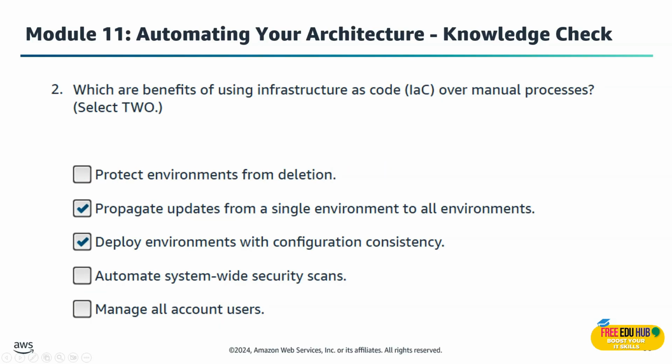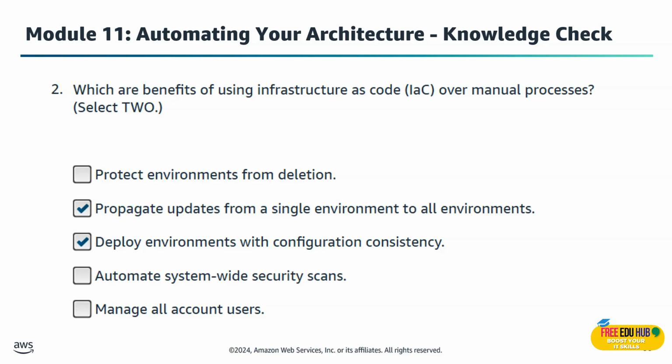Question number 2 states: which are benefits of using infrastructure as code over manual process? So there are two answers in this one: propagate updates from a single environment to all environments, and deploy environments with configuration consistency. Now, infrastructure as code lets you replicate your entire environment easily, make a change once in your code, and the same update can be pushed to development, test, and production, ensuring consistency everywhere. It also ensures configuration consistency, meaning all environments look and behave the same way.